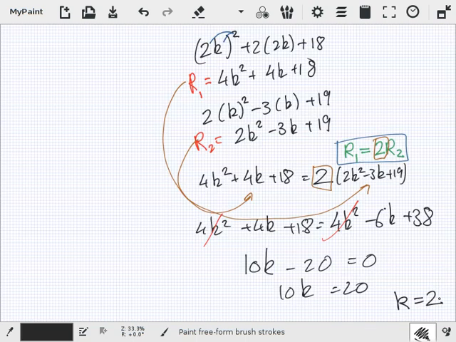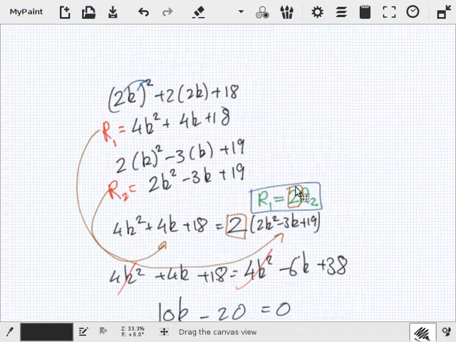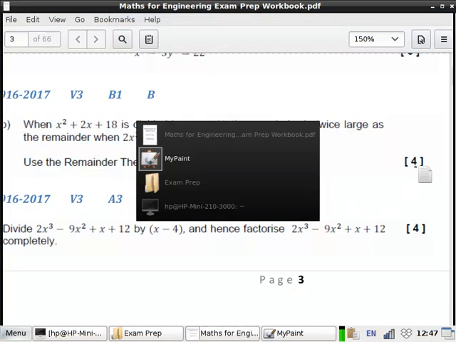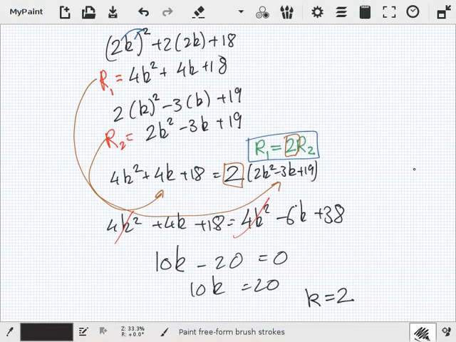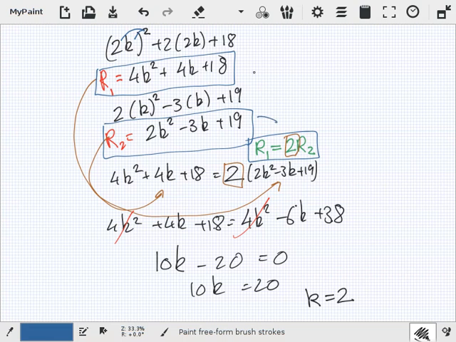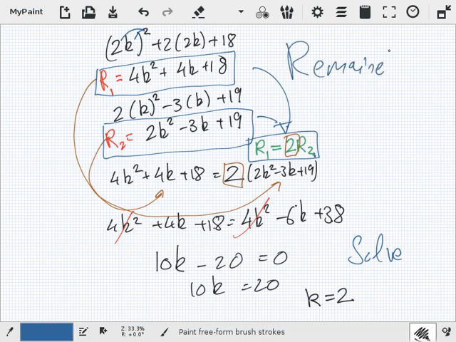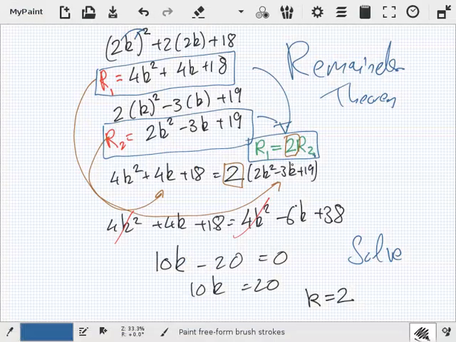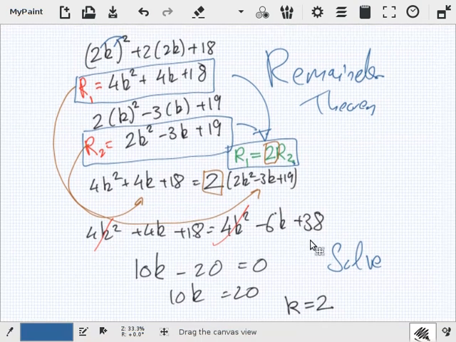Now, to be honest, I think this is a lot of work for 4 marks. I almost feel like it should be maybe 5 marks. Because first you have to get the first remainder, then the second remainder, then put both of them into this, and then you still have to solve. And you also have to use the remainder theorem to get the x here and here. So I actually think it should really be 5 marks. 4 doesn't seem fair.